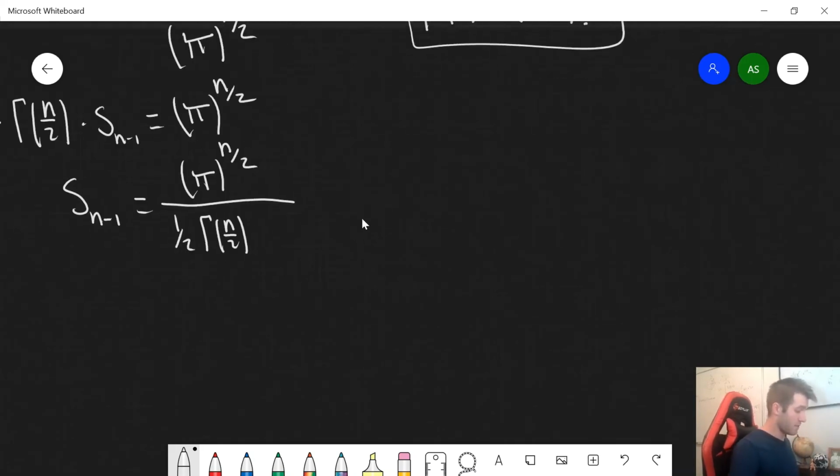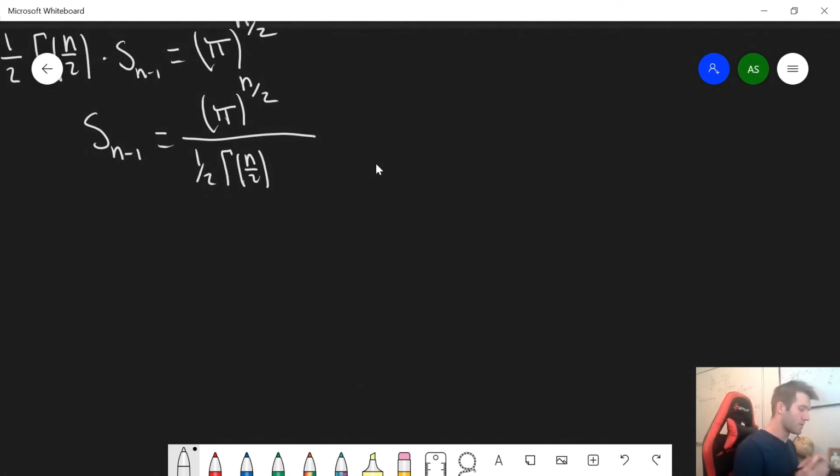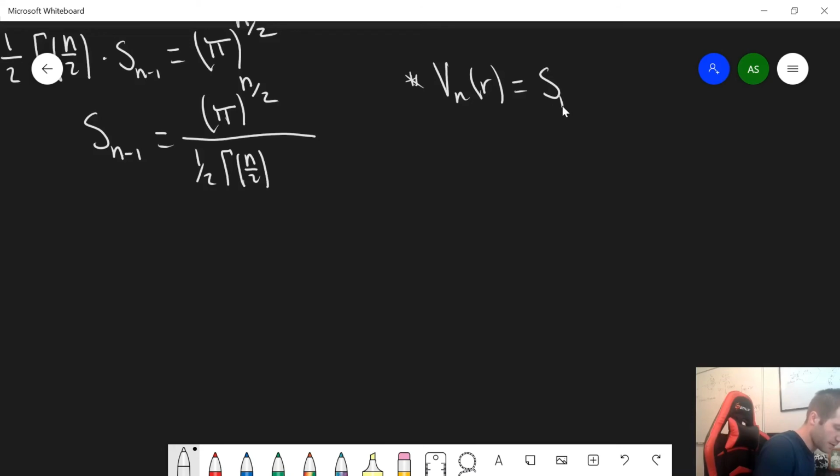Alrighty, so now keep in mind, this is the surface area of our n-dimensional sphere, right? We need volume. That's what we're going for. Well, that's pretty simple. All we need at that point is our volume V sub n as a function of r, which is going to be equal to our surface area, S sub n minus 1, times our radius raised to the nth power. So keeping that in mind, we will be using that.